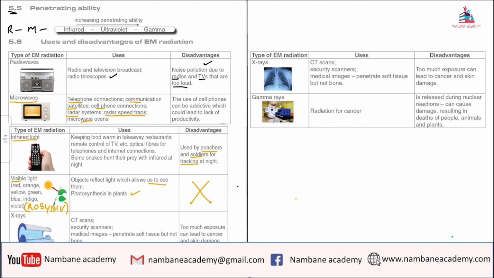X-rays are used for CT scans, security scanners, and medical images. They penetrate soft tissues but not the bone.